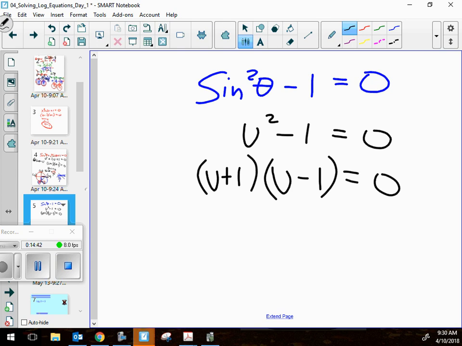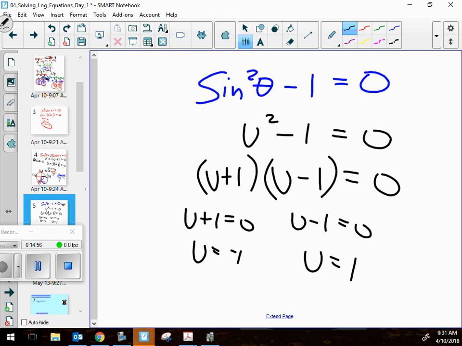Okay, so that was the second piece of math I had to know, is how to factor. Then I'm going to write u plus 1 equals 0 and u minus 1 equals 0, and therefore u equals negative 1, and therefore u equals positive 1. And then I just did a u substitution. That's a whole different thing. So now I got to remember that u really isn't itself, it's really sine theta.